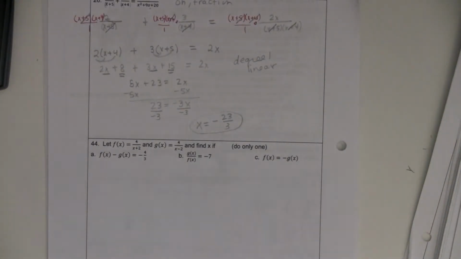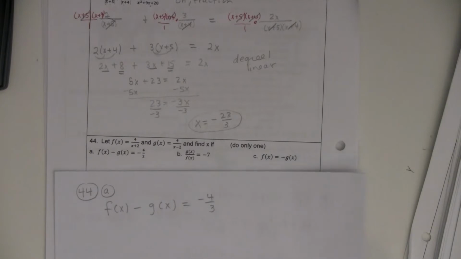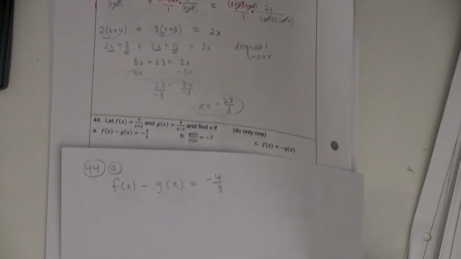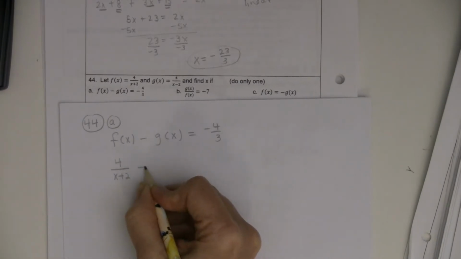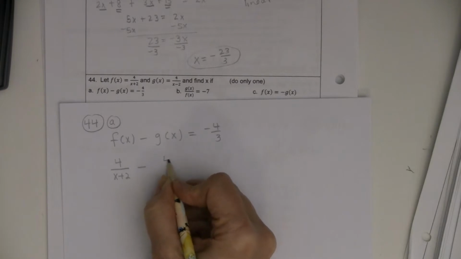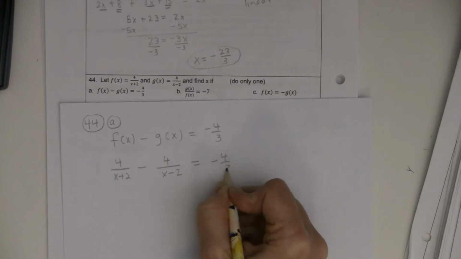We'll give a try here also, can't help myself, to 44, part A. So f at x minus g at x equals negative 4/3. So what we're going to be putting in for f at x is 4 over x plus 2, minus, and what we're going to be putting in for g of x is 4 over x minus 2 equals negative 4/3.